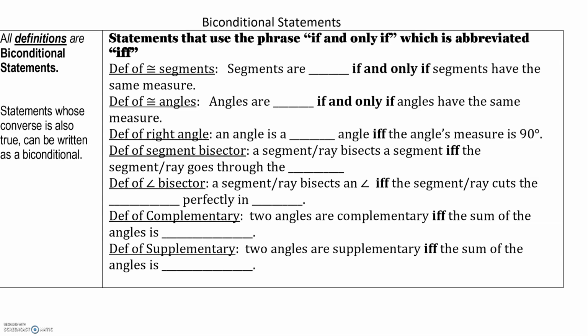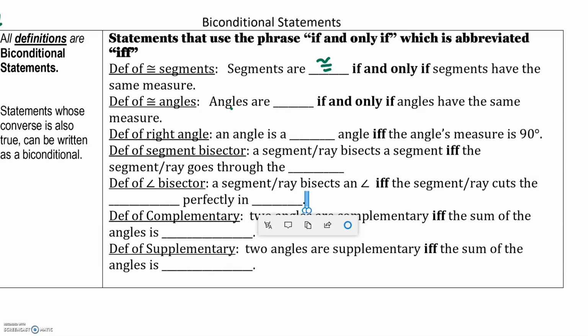All right, the last thing we're going to talk about is biconditional statements. All definitions are biconditional statements. So that is where the converse is also true and can be written as a biconditional statement. So we can go back and forth from the if to the then of our conditional, and then we can reverse it, and it's still true. So definitions are mainly what we are going to be talking about. Segments are congruent if and only if segments have the same measure.